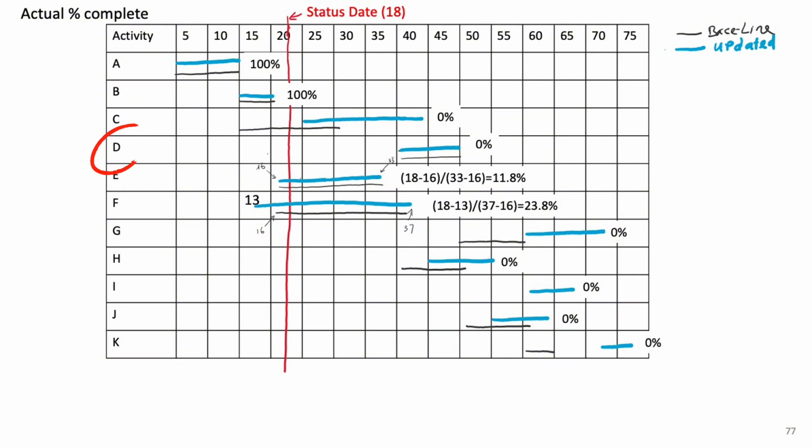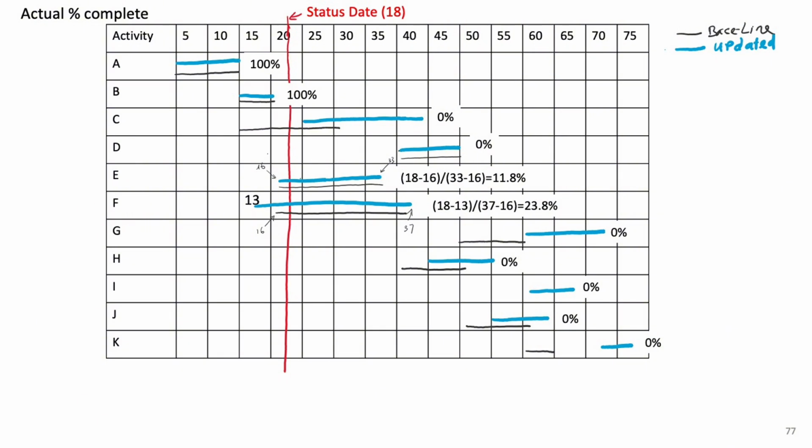The same goes for activity D. For activity E, it is on schedule, so the actual percentage complete is the same as the as-planned percentage complete, which is 11.8%. For activity F, which started earlier than originally planned, we calculate the percentage complete by subtracting the actual start date, day 13, from the status date, day 18. Then we divide that by the total baseline duration, which is 37 minus 16. This gives us 23.8% complete.